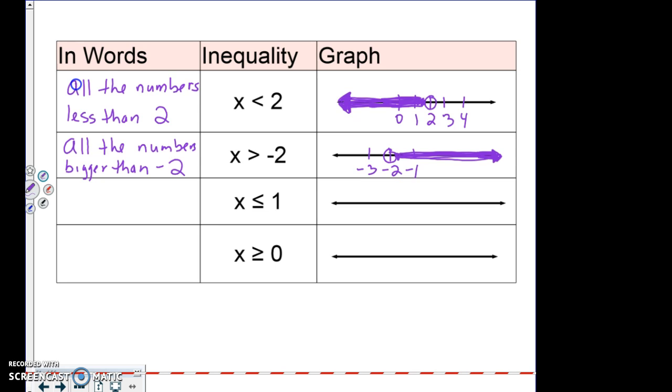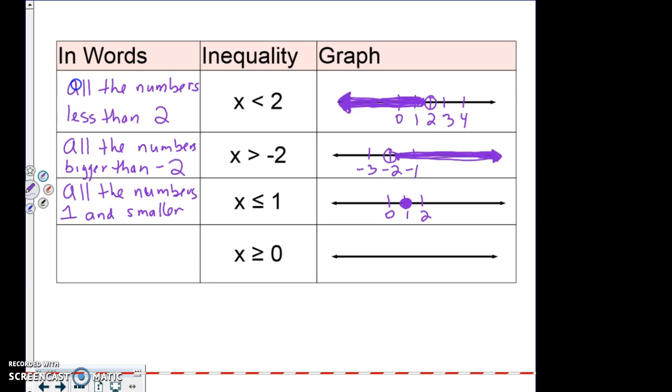All right, next one. X is less than or equal to 1. So again, we're going to think of all the numbers 1 and smaller. So again, this is a less than or equal to situation, so I want to include 1. So when I come over here to do my number line and I graph all the solutions, this one's going to get a closed circle.